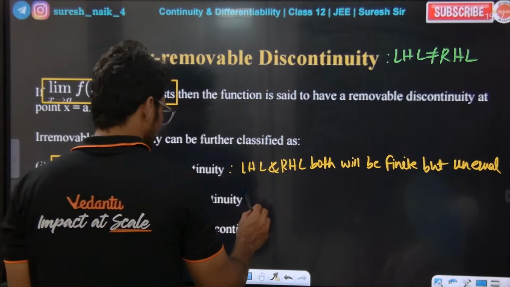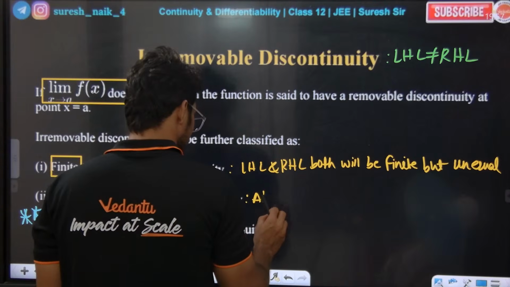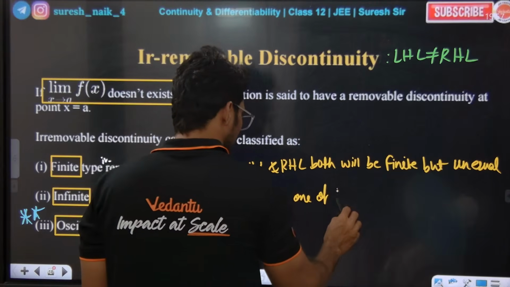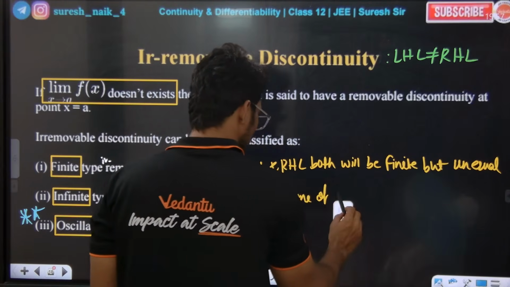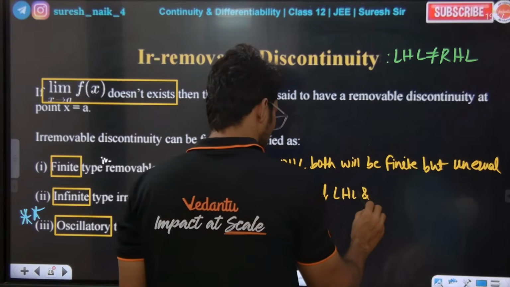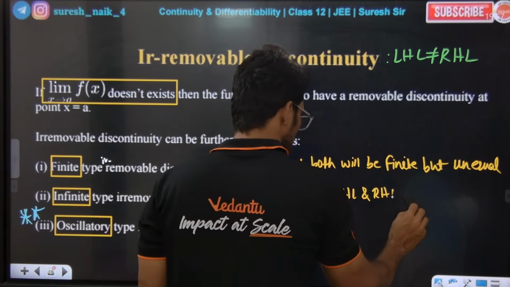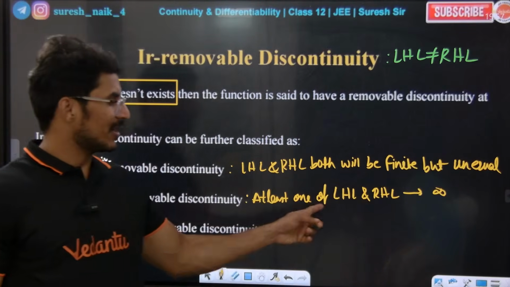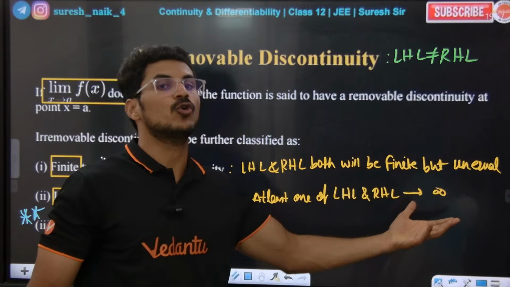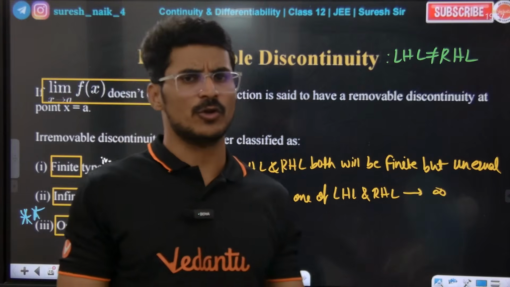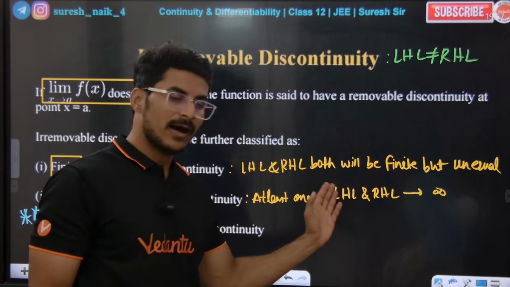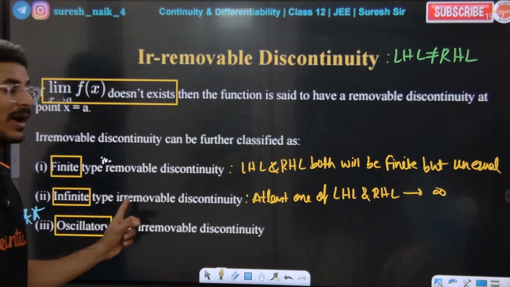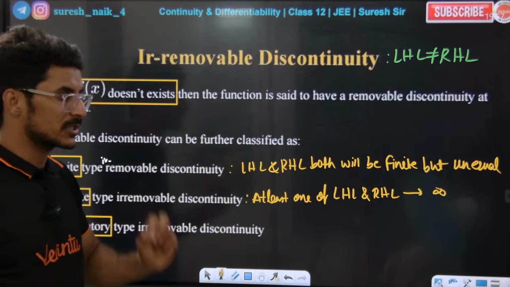Okay? What is the infinite type basically? At least one of LHL and RHL should tend towards infinity. Both can also go towards infinity, no problem. But at least one of LHL and RHL should go towards infinity. That is basically the infinite type irremovable discontinuity.